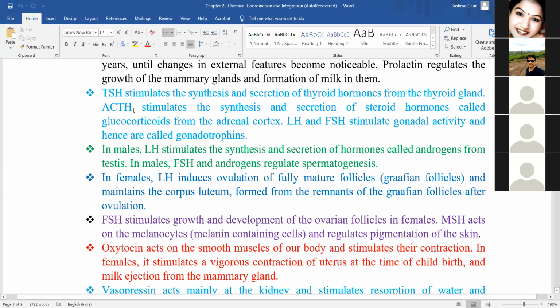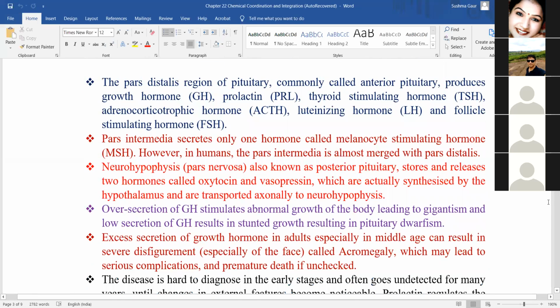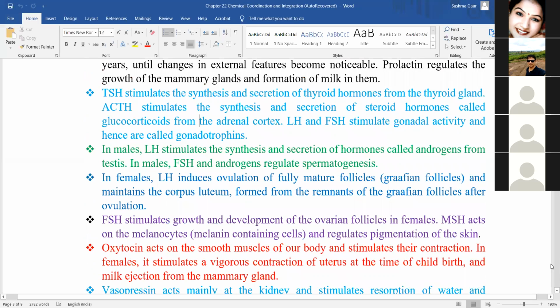And ACTH, what is the full form of this ACTH? Adrenocorticotropic hormone. Okay, so this adrenocorticotropic hormone, what does it do? It stimulates the synthesis and secretion of steroid hormones known as glucocorticoids that are produced from the adrenal cortex. And luteinizing hormone and follicle stimulating hormone, they are responsible for stimulating gonadal activity, and they are also known as gonadotropins.